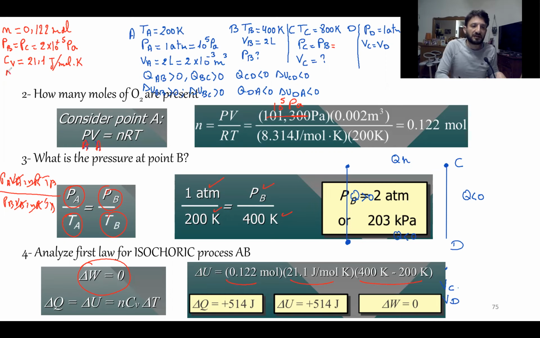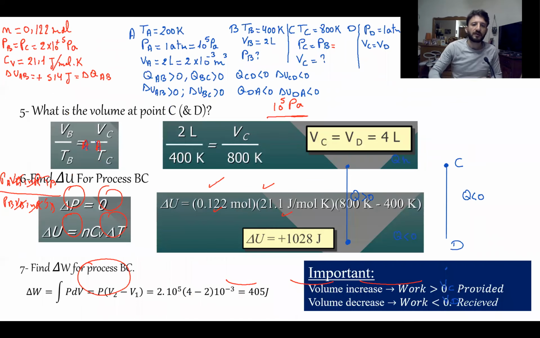So we can say here delta U AB equals plus 514 joule, equals delta Q AB. Okay, next.